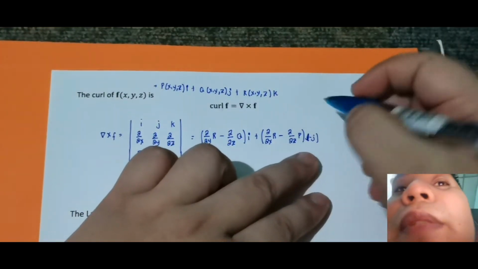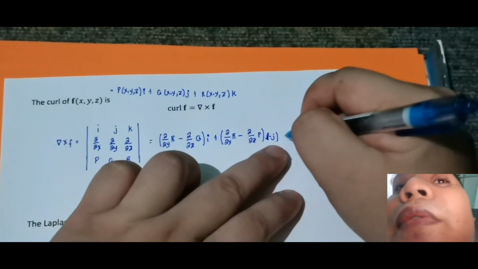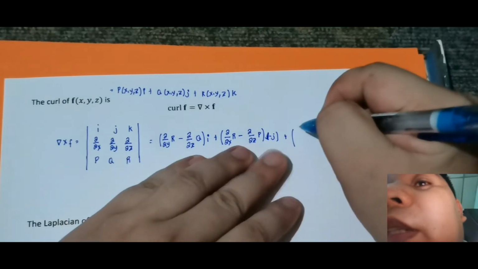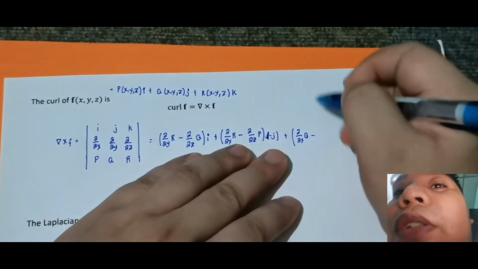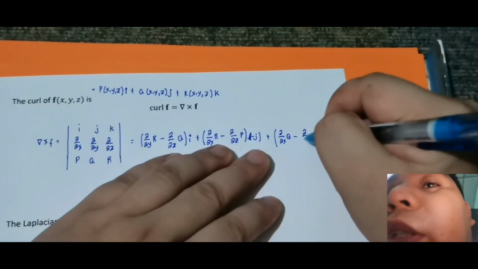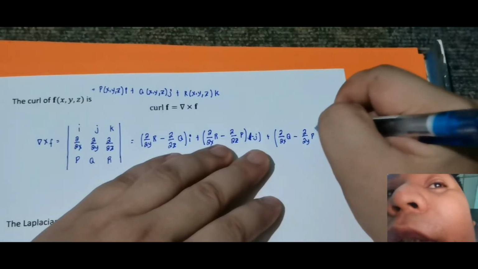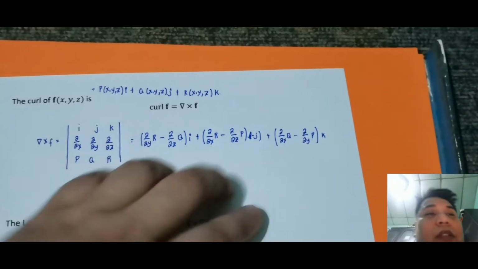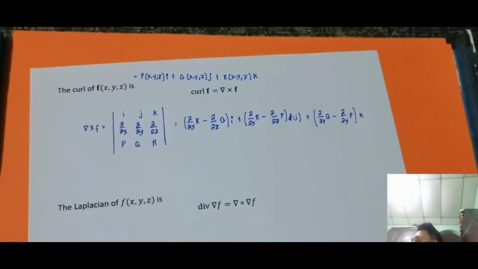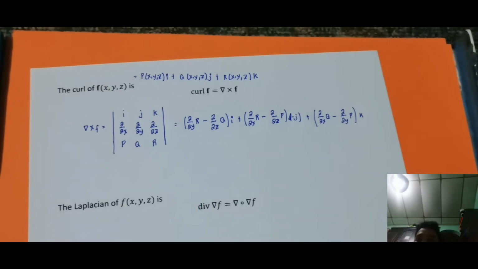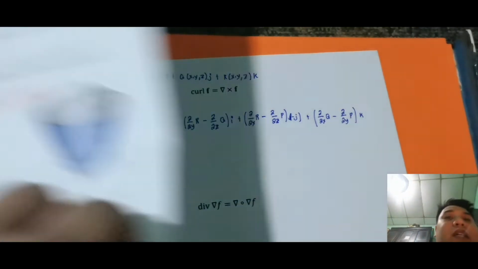Then lastly, this is just plus partial derivative with respect sa x ng Q minus partial derivative with respect sa y ng P. This is k. Okay, so check na natin. May negative pa yun. So pag in-arrange natin, ito napakita ko naman kanina, no? So verify natin kung parehas tayo ng curl.